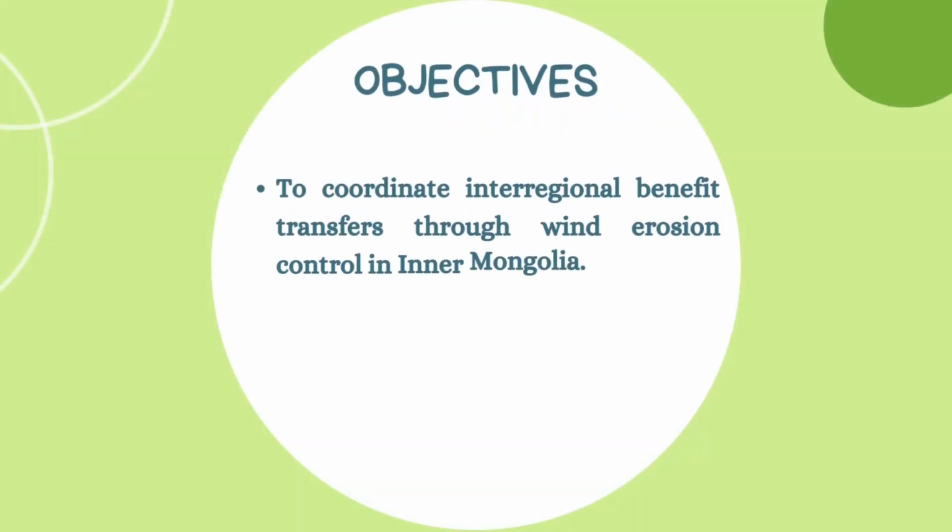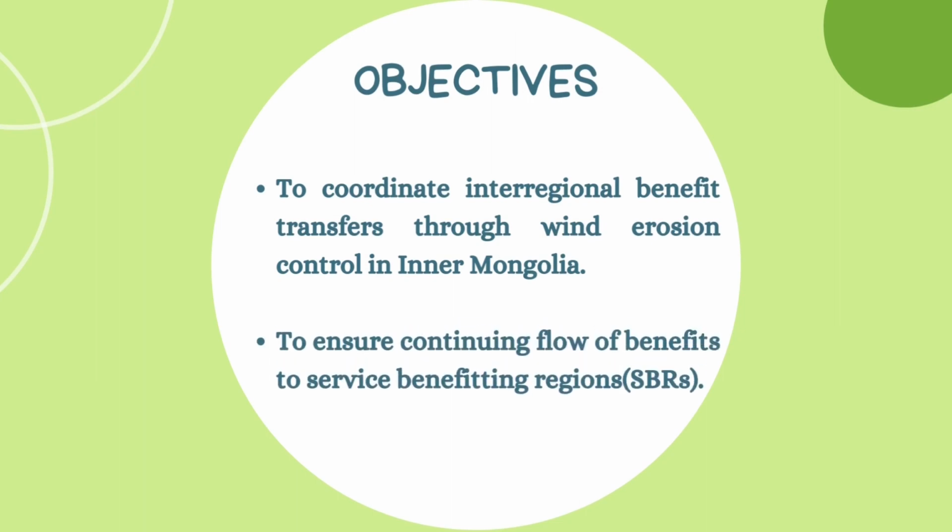This case study has two objectives. The first one is to coordinate inter-regional benefit transfers through wind erosion control in Inner Mongolia, and the second one is to ensure the continuing flow of benefits to service benefiting regions, SBRs.